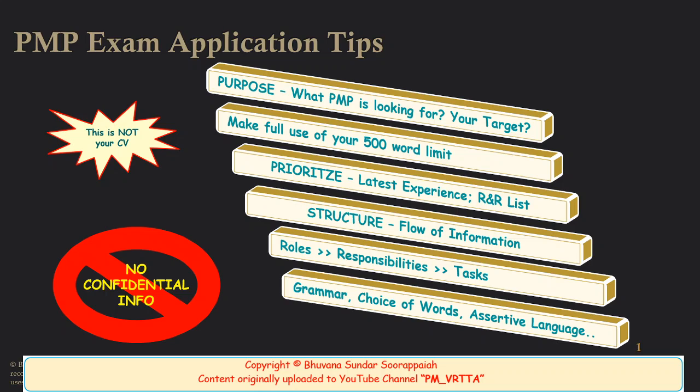So start with the purpose. Why actually this application is needed? What is this application? What purpose is it intended to serve? Then prioritize what you are going to talk about. Structure it in a neat manner, and use the structure and language in such a way it gives a good idea to PMI and to the evaluators what is your profile as a project leader or as a project manager, so that you add value to PMP and in turn PMP adds value to the career of many people.